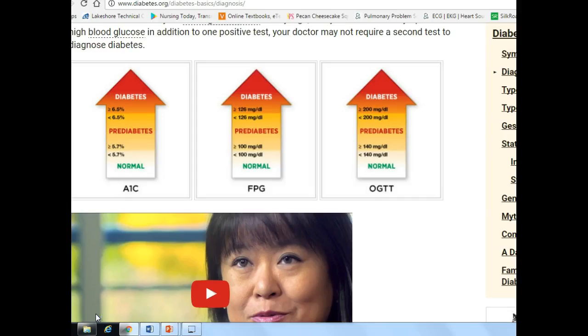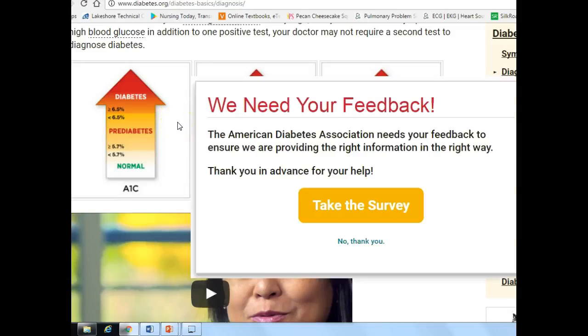Okay, let's take a look at some of the diagnostic tests. This is from the American Diabetes Association website. And first of all, we'll look at the hemoglobin A1C. A normal hemoglobin A1C is less than 5.7%. A pre-diabetic would be diagnosed if it's greater than 5.7%, but less than 6.5%.